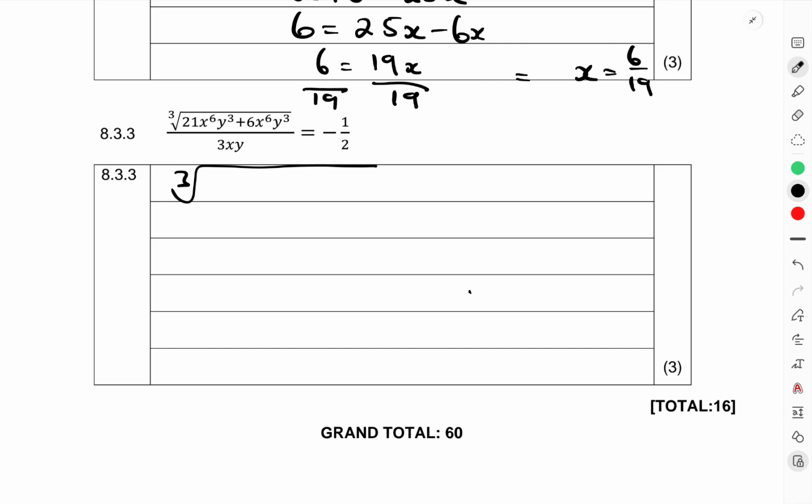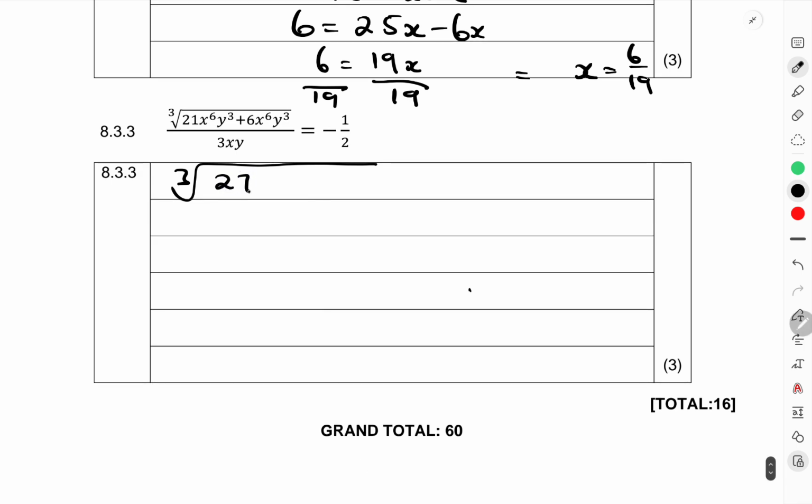Then I have to add the coefficients. What is 21 plus 6? I'm going to have 27x to the power of 6, y to the power of 3. With algebra, we add or subtract the coefficients. We do not add or subtract the exponents. Therefore, I add this 21 and this 6, which becomes 27x to the power of 6, y to the power of 3. Divide by 3xy, which is equal to negative 1 over 2, right?